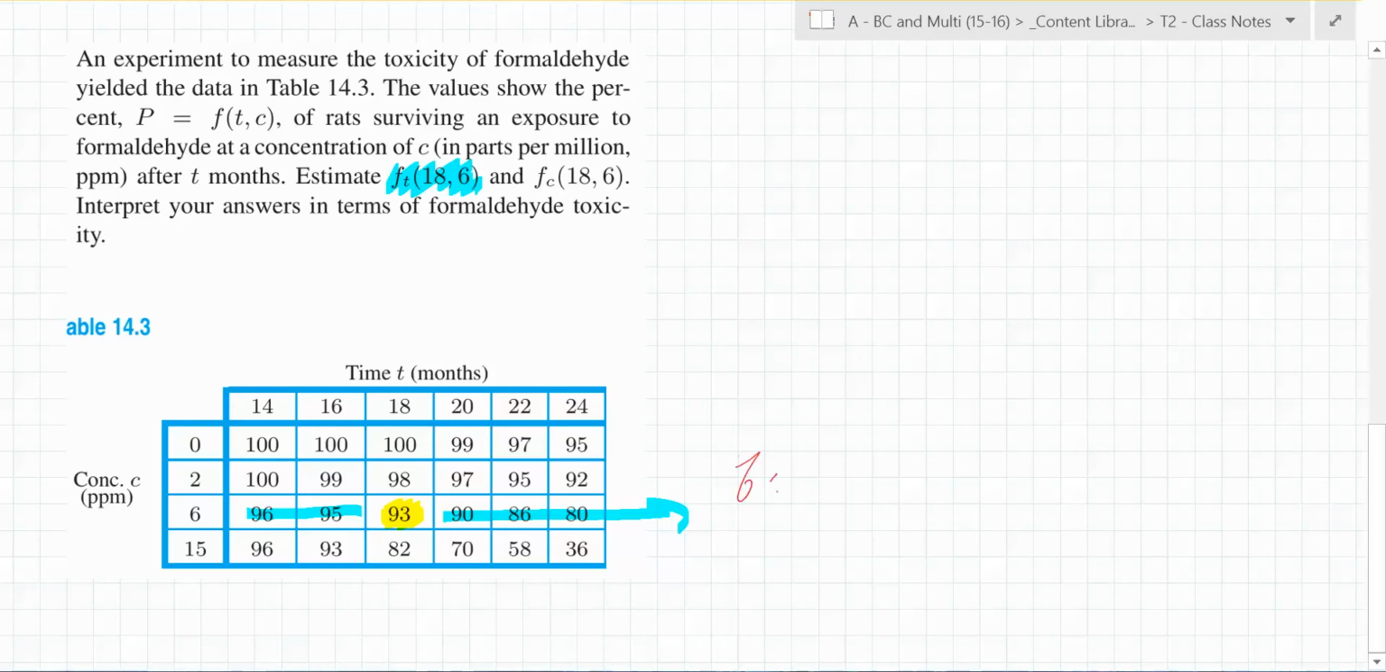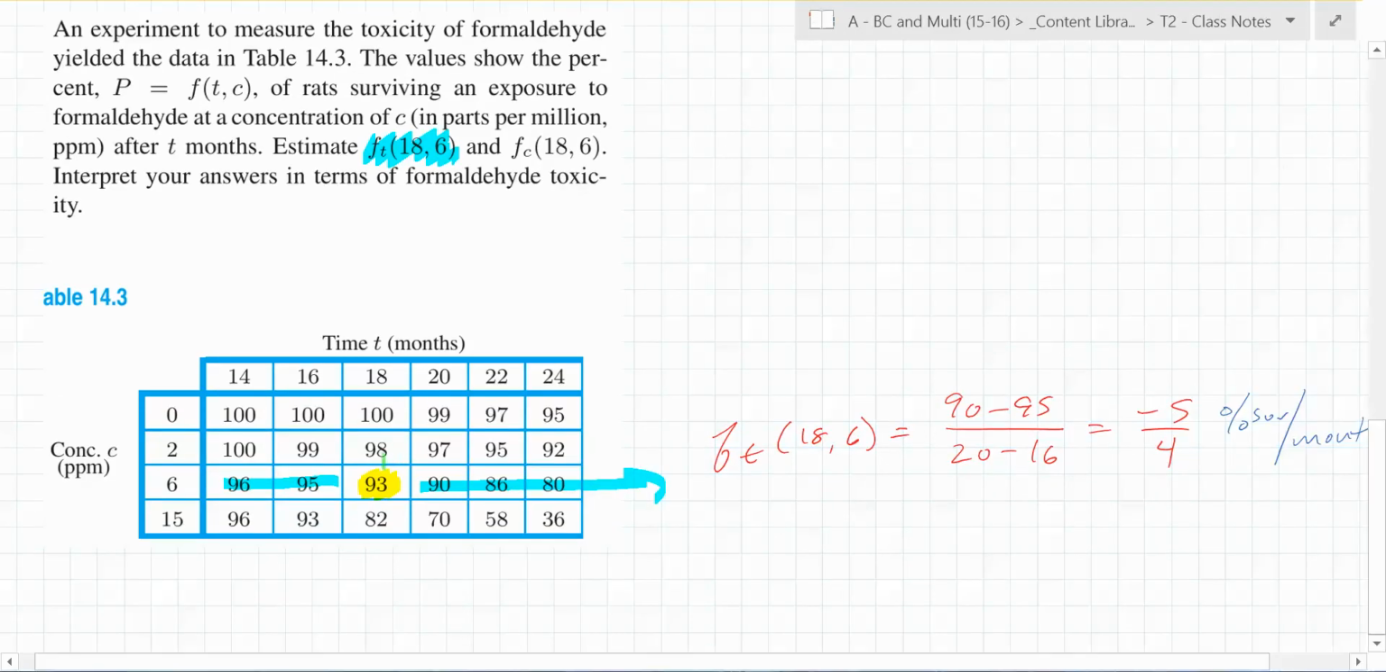So fx at 18.6 is going to be what? 90 minus 95, not divide. Sorry. 90 minus 95 over what? 20 minus 16, so you have -5/4. Hold on. Then we have the green, it's just going up this time, right? So what are the two answers you're going to get?